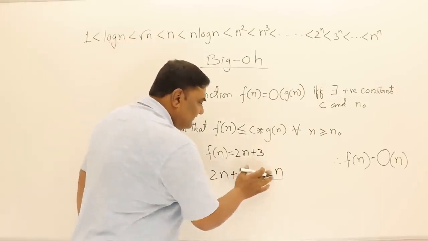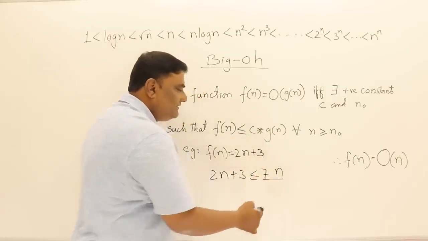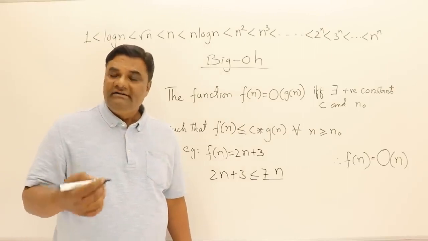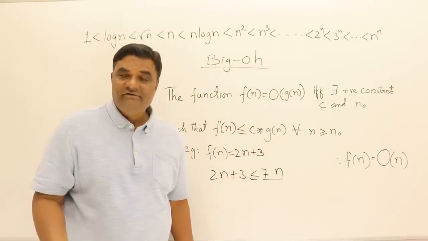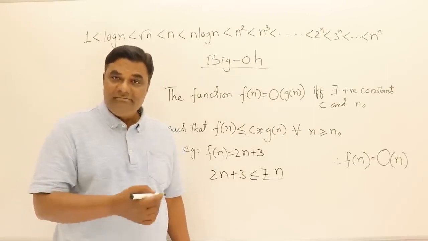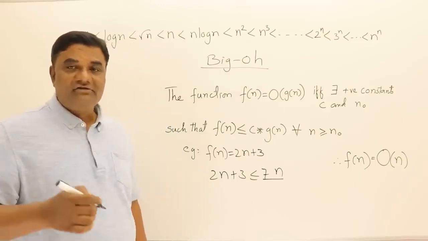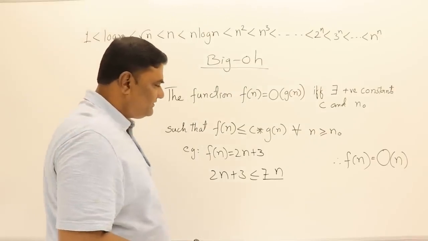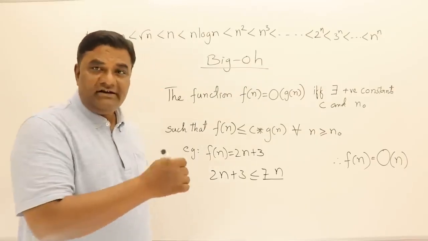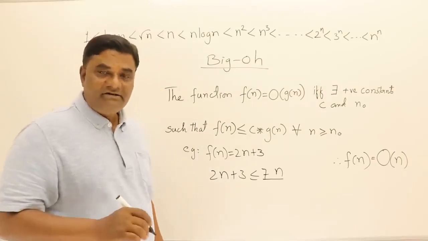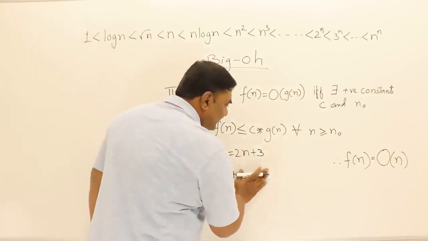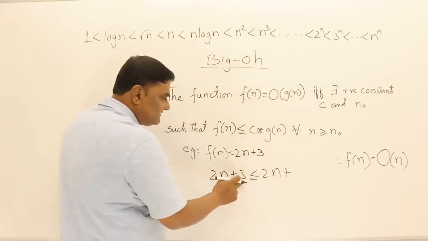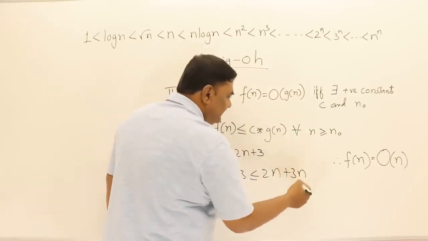So can I write 7n here also? Yes, 7n is also true, and 10n is also true, 1000n also is true. Anything you write there, but make sure that this is greater than that one for some starting value of n. Now instead of struggling to get the value there, the simple method is, you can make this 2n plus 3, and make the 3 also as 3n.